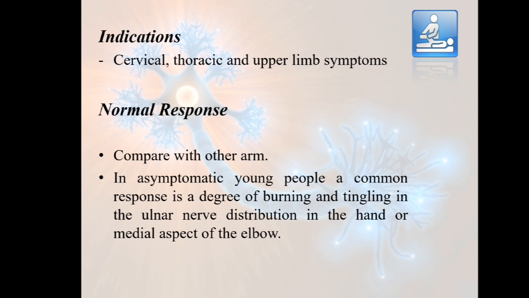So indications are cervical, thoracic and upper limb symptoms. Compare with the other arm. In asymptomatic young people, a common response is a degree of burning or tingling in the ulnar nerve distribution in the hand or the medial aspect of the elbow.